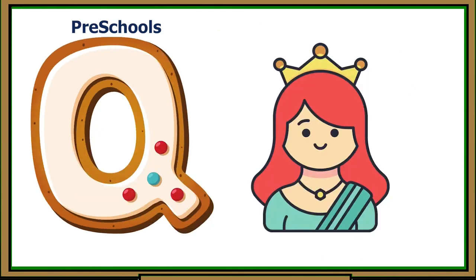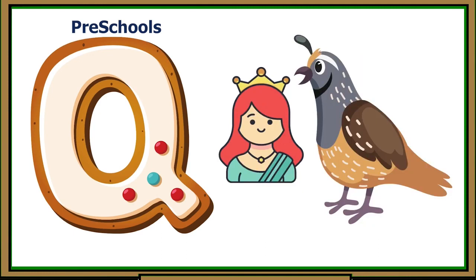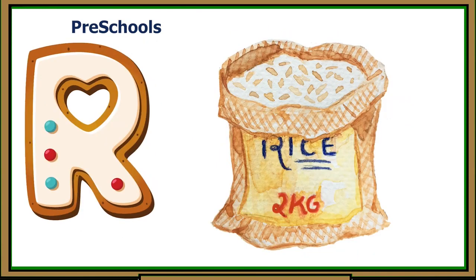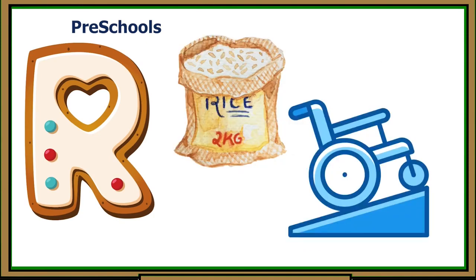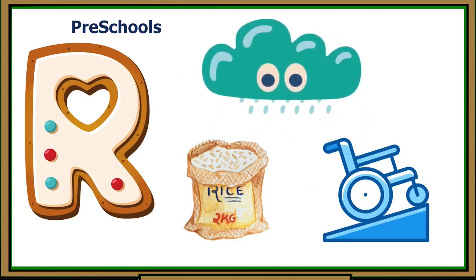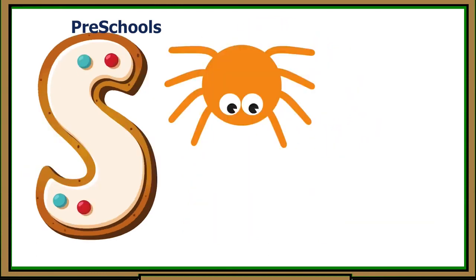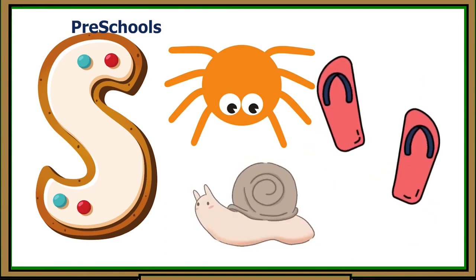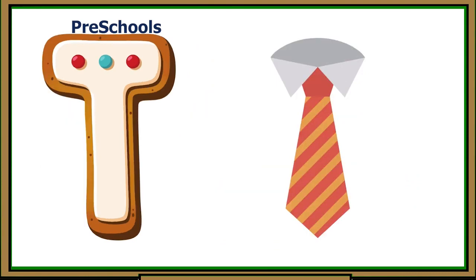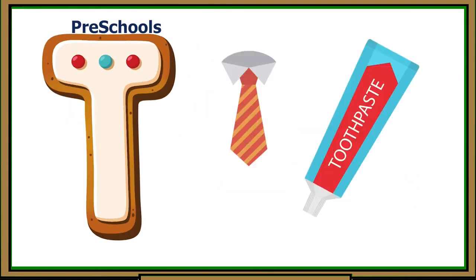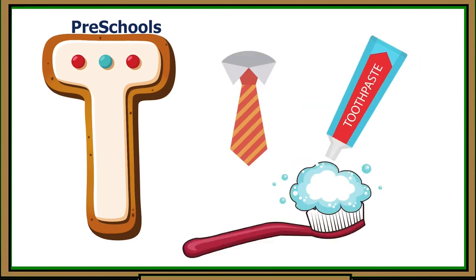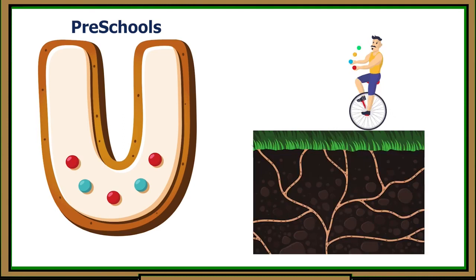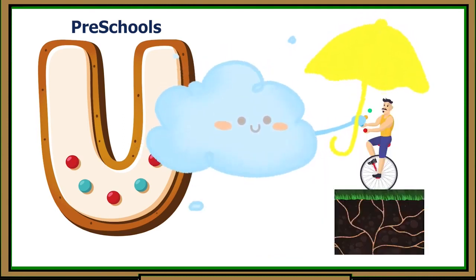Q for queen. Q for quill. Q for question. R for rice. R for ramp. R for rain. S for spider. S for snail. S for sandals. T for tie. T for toothpaste. T for toothbrush. U for unicycle. U for underground. U for umbrella.